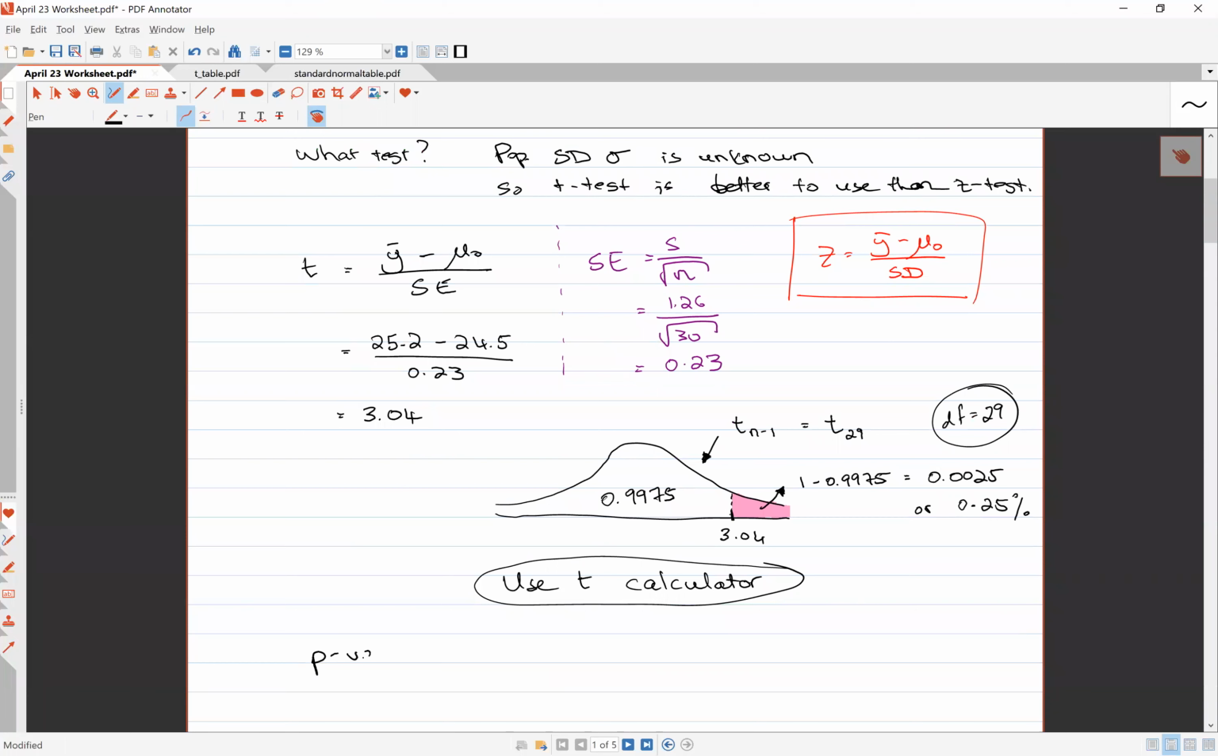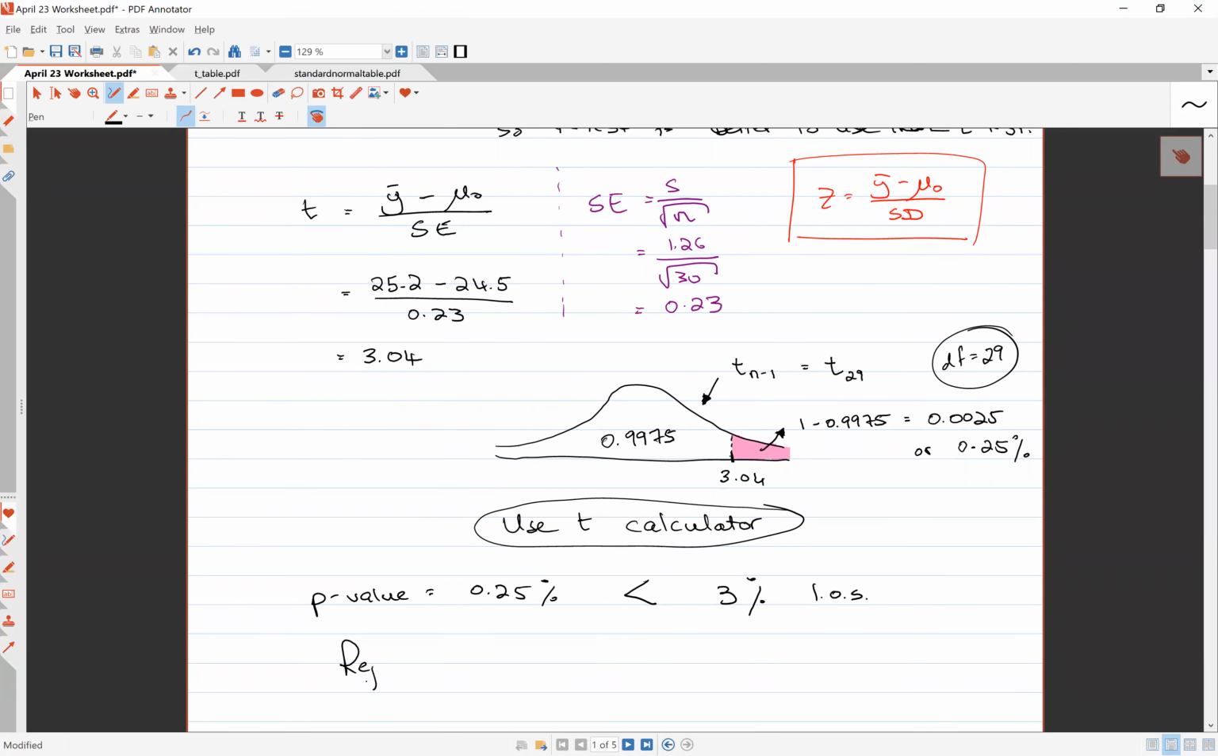So here our p-value is 0.25%. Our evidence level is 3%. So have we met the evidence level? No, we have not. So we reject the null hypothesis. 3% represents how much evidence we need to see to not reject the null hypothesis. So small p-value, small chance that the null hypothesis is true, and so therefore we reject it.